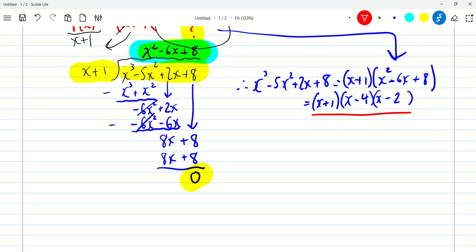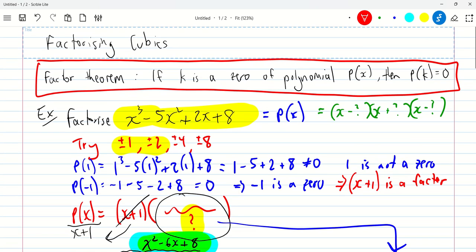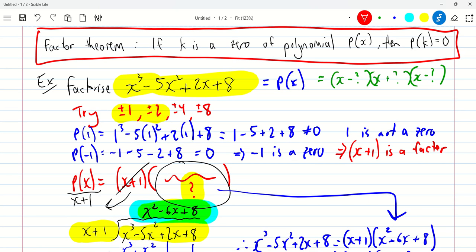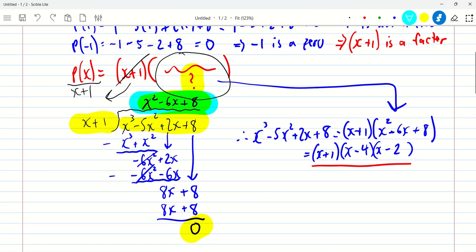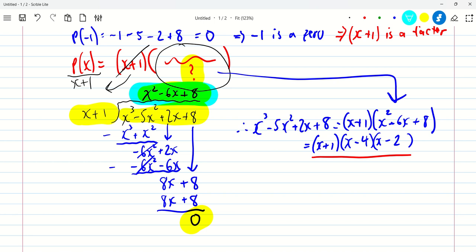So just quickly, how did we start it? Well, first we had to make some guesses, and we tried the factors of that last constant there. That tells you what the numbers could possibly be. Try the lowest numbers first because they're the easiest ones. Once you've found one of the zeros, write down what the factor is, and then divide by that factor using long division. That tells you what the remaining quadratic is, and then factorise that quadratic to get your final answer.